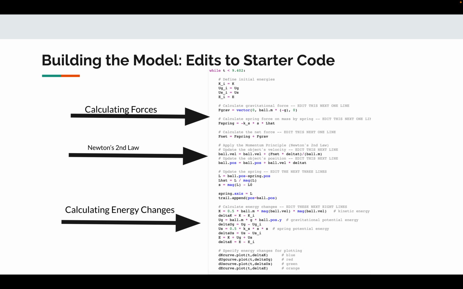Some edits to the starter code I made was to define the initial energies while we're iterating through the code. Make sure we calculate F grav according to the formulas that we looked at a little bit earlier. Same thing for F spring, and then summing those 2 forces of spring and grav to find F net. Then using Newton's second law to update and change the ball's velocity and position, while also making sure we account for updating the spring and the spring's current length and all the things pertaining to the spring. In addition, we also have to calculate the energy changes for every iteration. As you can see on the screen, delta K is going to be equal to the energy subtracted from the initial energy.